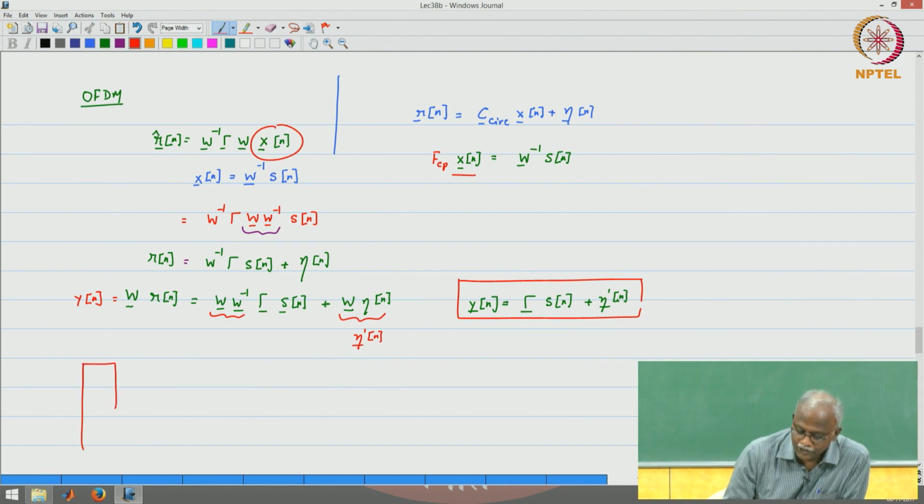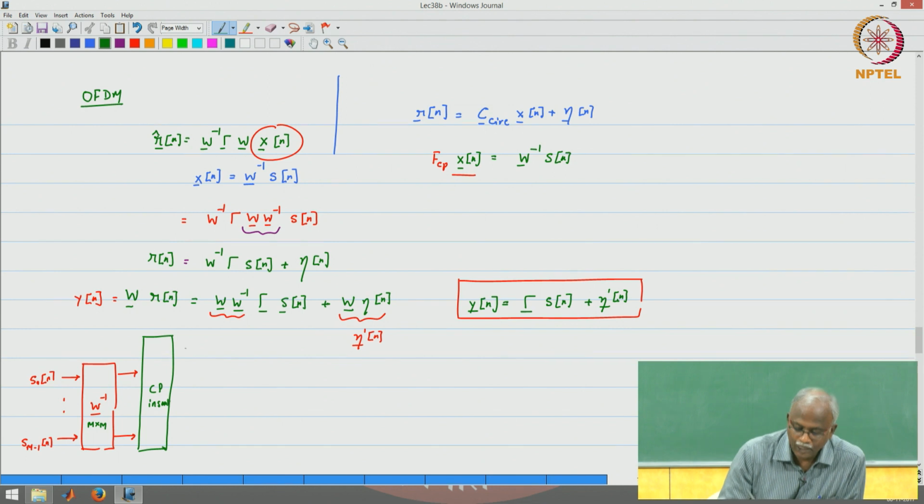So let me just draw a very quick block diagram. So this is S naught of n all the way to S m minus 1 of n. I am passing it through the inverse DFT, normalized inverse DFT. This is an m cross m transformation. Now basically we will do the CP insertion, followed by the parallel to serial conversion.